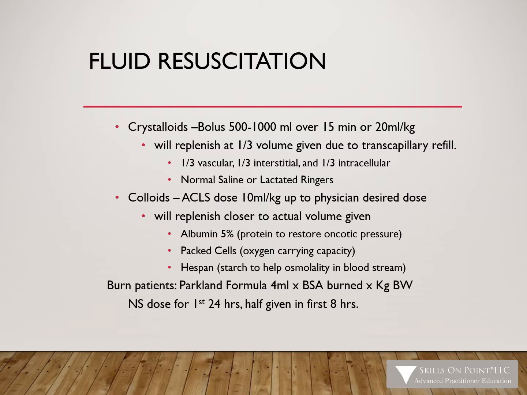4 milliliters times the body surface area burned times their kilograms in weight. Just so, if you never used it before, you probably had to calculate it in nursing school, right? But you imagine you have a 70 kilogram patient, and so basically, let's say they get 10% burn. So one arm is about 18% burn. Let's say, just make it easy math, 10% burn. So 10% times 40 mLs times, say 100 kilos. So that's, how much is that? That's 4 liters.